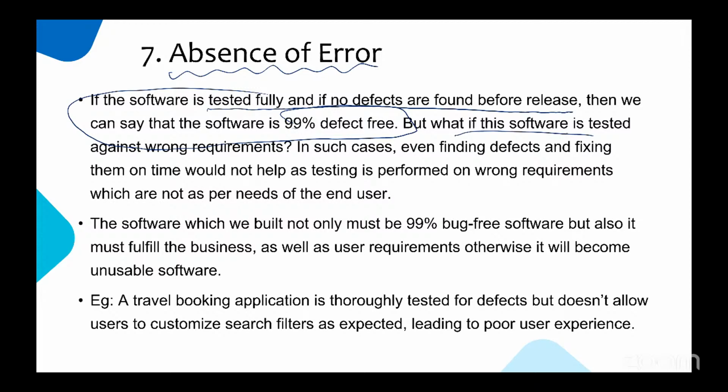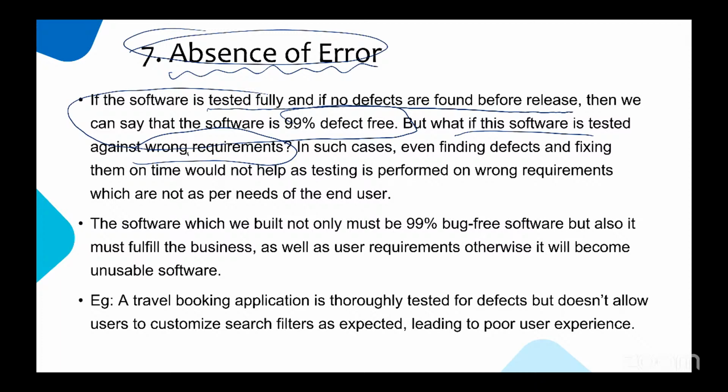What if the software is tested for the wrong requirement? You're saying I tested everything, I can't find a defect. But you're testing for a wrong requirement. You have to test for the right requirement. This talks about the requirement. In the next slide, I will summarize. You can take a snapshot and prepare later. So what they are saying, absence of error: just because of an absence of errors, meaning you can't find any defect, if you say 99 percent defect free, that doesn't mean it's good. You have to test against the correct requirement.